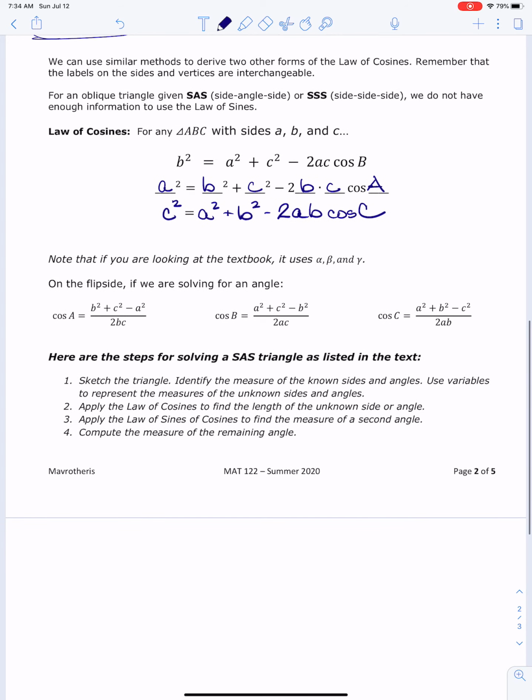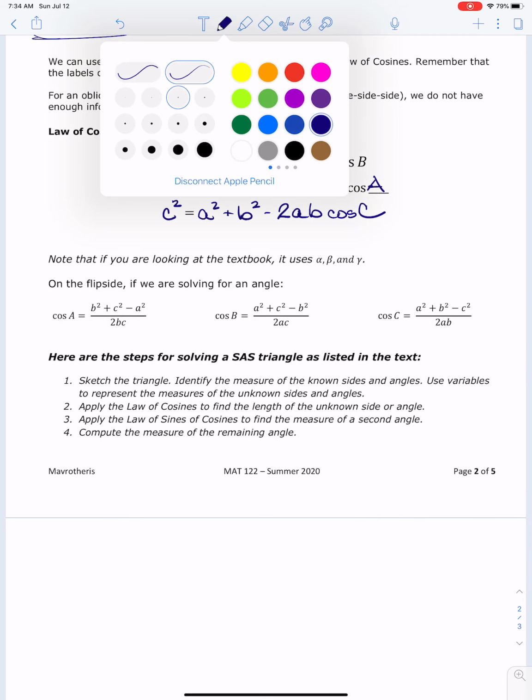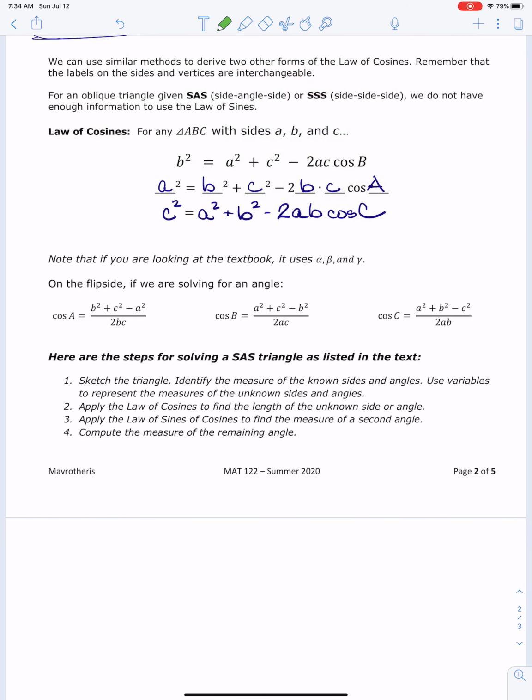So down here, what I have listed for you is how we're looking at these if we are solving for an angle. So you can get these by plugging the values into the equations above, or you can just start off with these ones. So on the next page, we're going to talk about solving a side angle side triangle using the law of cosines. These are the steps that you've got listed in the text.